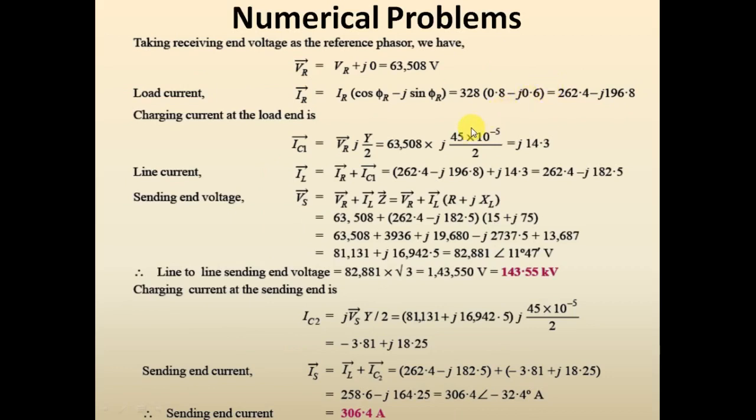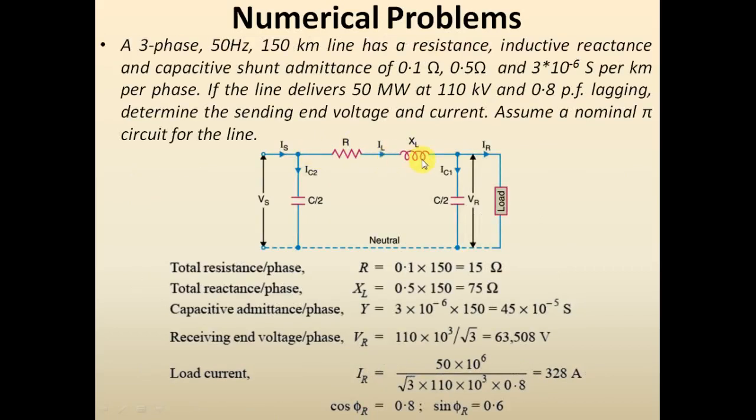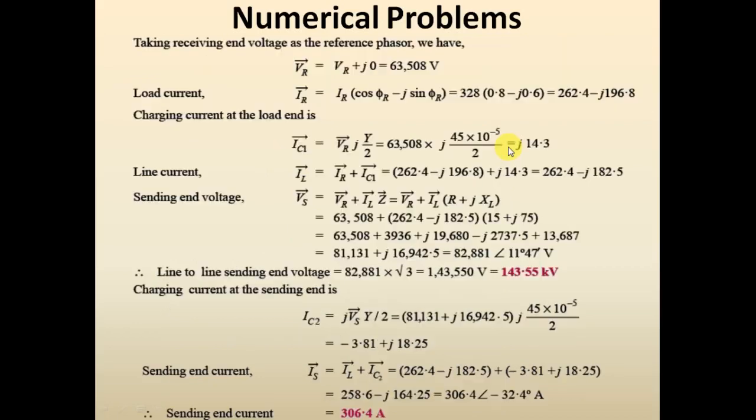But that is for per kilometer. So in order to get it for the complete 150 kilometers, you have to multiply it by 150. So making the suitable substitutions, we will be able to determine the value of IC1. From the equivalent circuit, it's clear that IL can be obtained by adding the vectors IC1 and IR. Vector IR and IC1 are known now. So add these two vectors to calculate the value of vector IL.